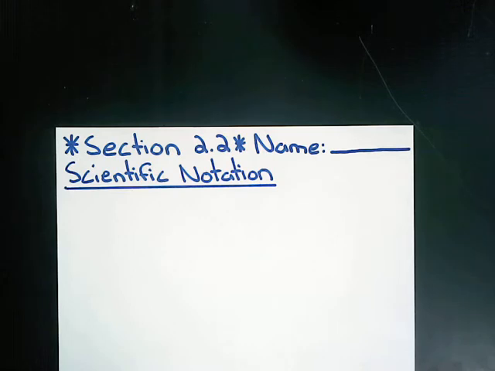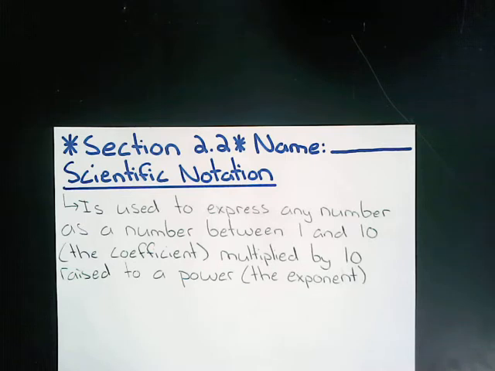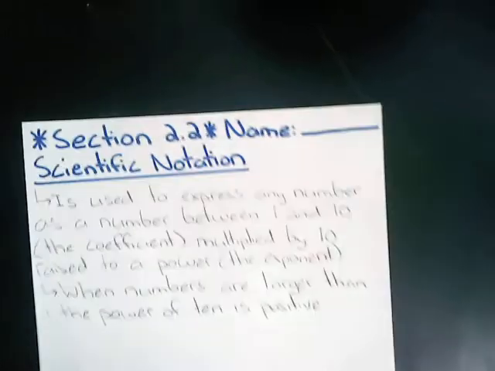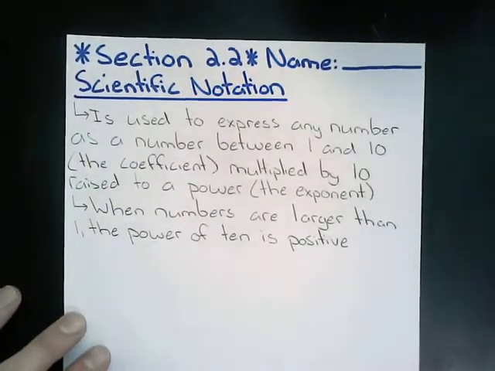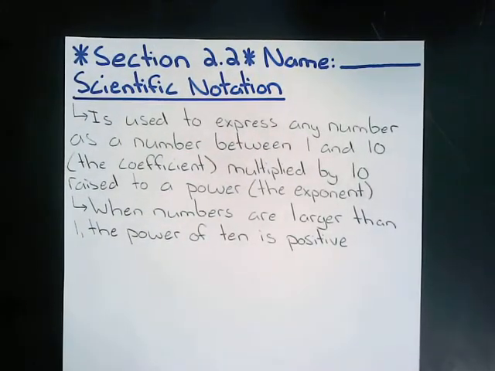So we start out here with this concept of scientific notation. Scientific notation is used to express any number as a number between 1 and 10. We call that the coefficient. And we multiply it by 10 raised to a power. We call that the exponent. Now, some general rules of thumb about scientific notation: when numbers are larger than 1, the power of 10 is positive, and when numbers are smaller than 1, the power of 10 is negative.